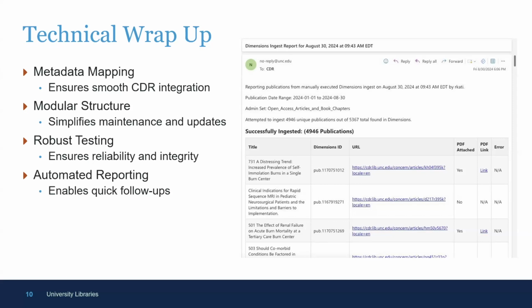Dividing the utility into modular separate services for the query, ingest, and reporting made the code overall easier to understand, test, and maintain. Strong unit testing helped ensure the utility overall behaved as expected, which was important for both reliability and data integrity. And automated reporting let us catch unexpected behavior quickly and make adjustments as needed. With that, I am going to hand it back over to Rebecca.